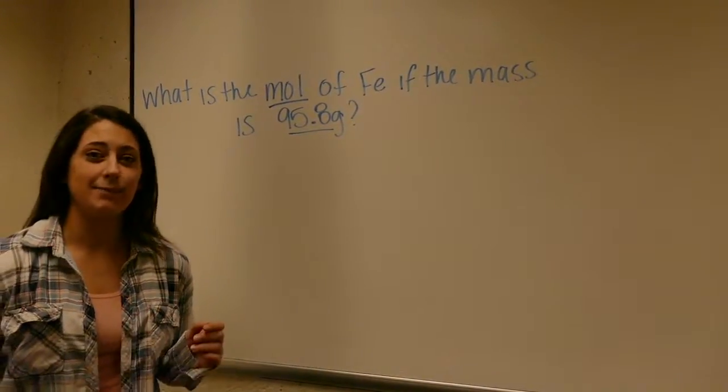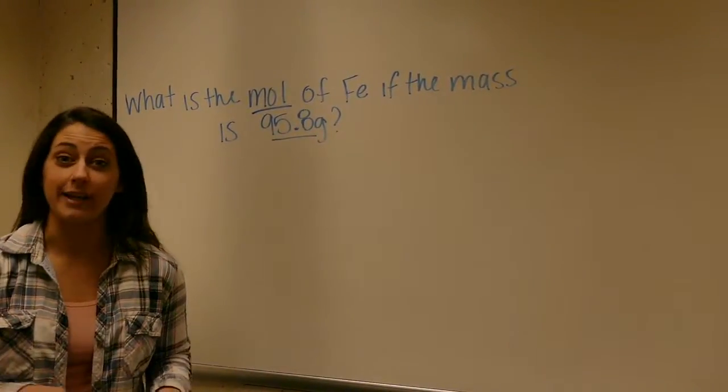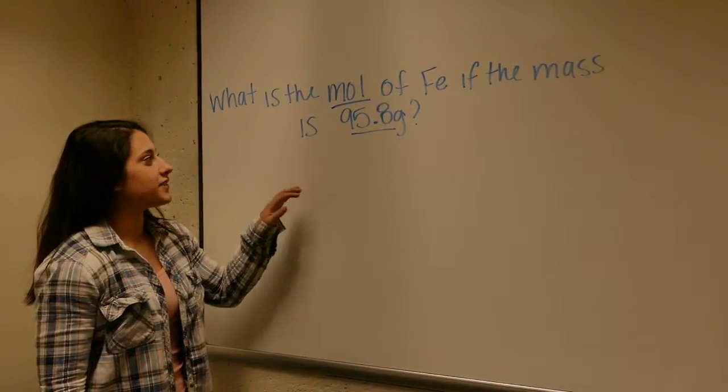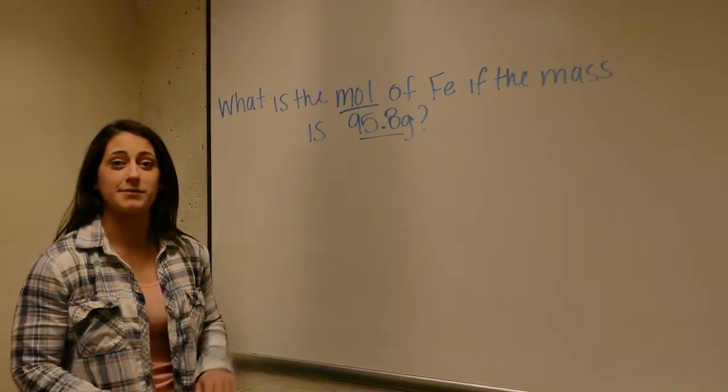Stoichiometry is used during experimental procedures in which one must calculate the products and reactants of a reaction using molar or molar mass ratios, as Avogadro's number is the amount of substance that contains the same number of atoms in 12 grams of carbon-12. Okay, so we're going to start off with the easy problem of how to do stoichiometry. Our question is, what is the mole of iron if the mass is 95.8 grams?